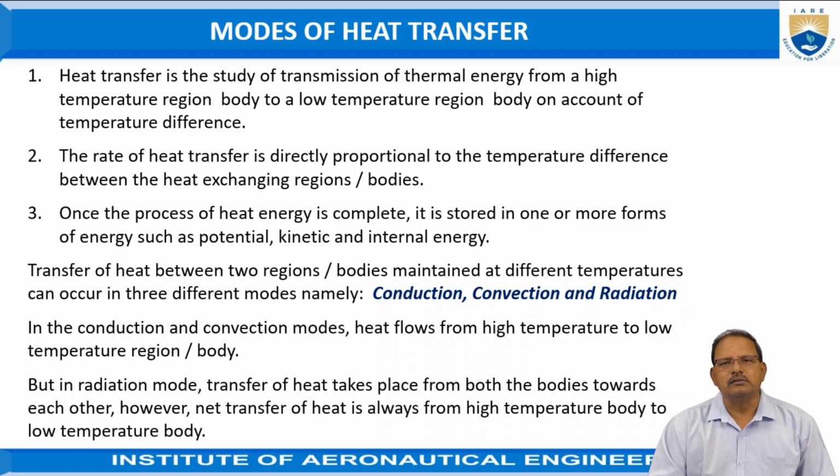In conduction and convection modes, the heat flows from the higher temperature region to the lower temperature region. But in the case of the radiation process, the heat transfer takes place between the two bodies. That means even though there is a temperature difference, heat transfer takes place from the body having lower temperature, and also from the higher temperature body. But the net heat energy is always transferred from the higher temperature body to the lower temperature body.